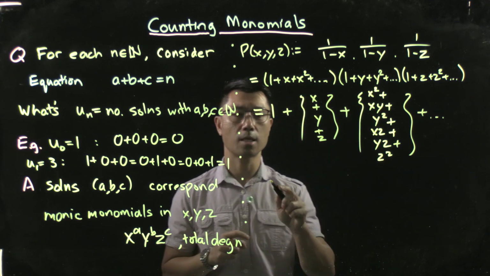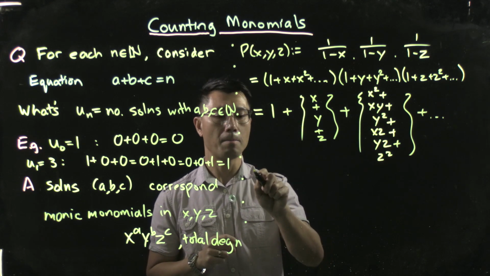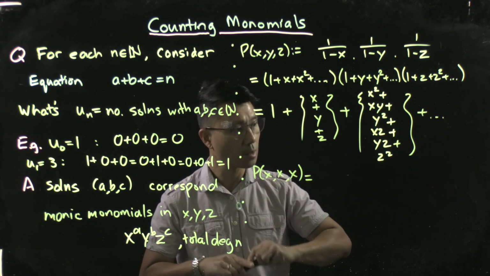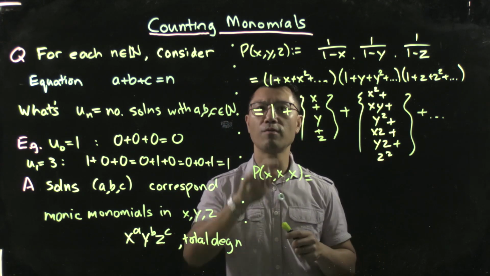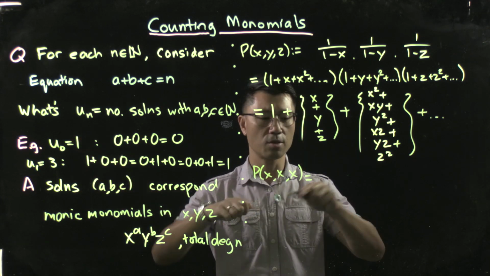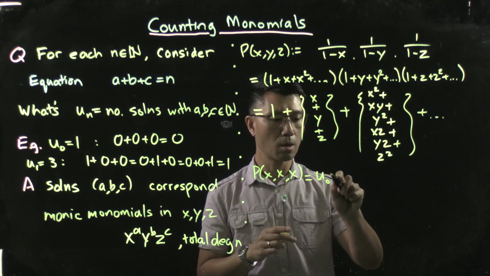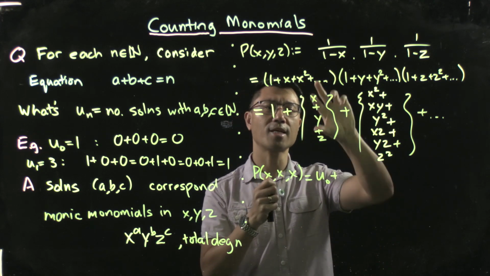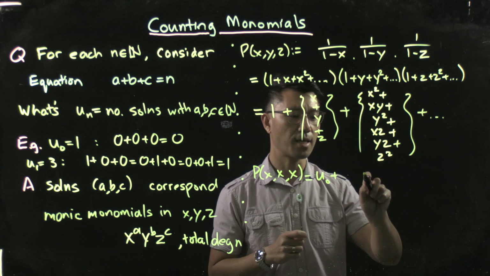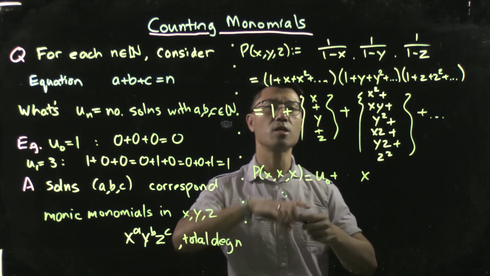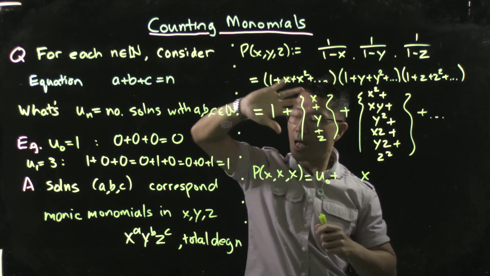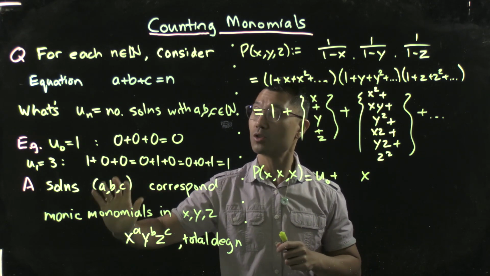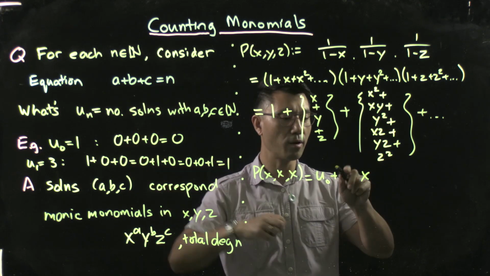So what you get here is the following. What we'll do is we'll look at p of x, x, x. So what's that equal to? So the first one, that's just 1, that's u0. Plus, and what's the next term here? So we're going to replace y and z with x's now, so you get 3 x's. So that's the x term. And the number of them is, well, of course, it's 1 for every monic monomial of total degree 1. In other words, 1 for every solution to a plus b plus c equals 1. So that's u1 of them.